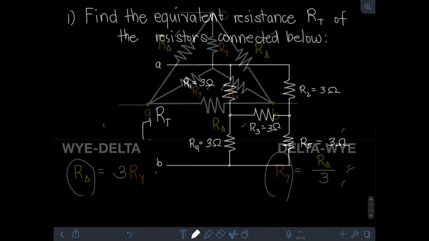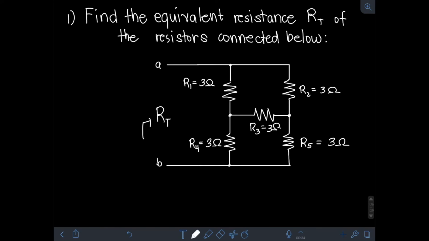Okay? So, to illustrate the concepts and formulas for converting a delta to Y or Y to delta network of resistors, let's solve some examples. For the first problem, we have: find the equivalent resistance R sub T of the resistors connected below. Given a network of resistors R1 to R5 that each have a single value of 3 ohms, we need to find the total resistance R sub T across terminals A and B.